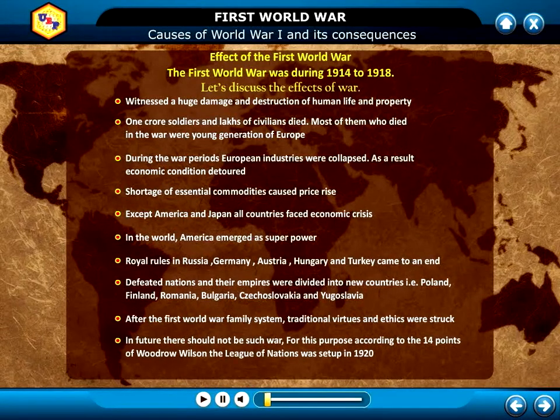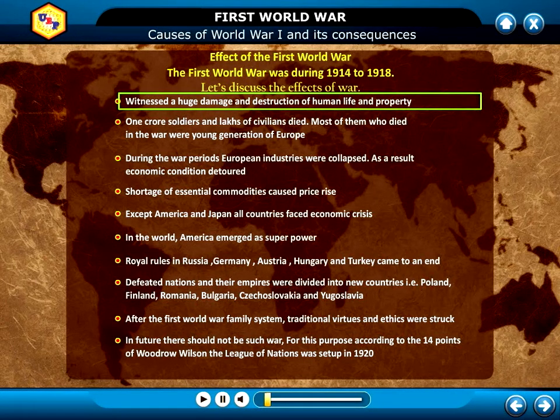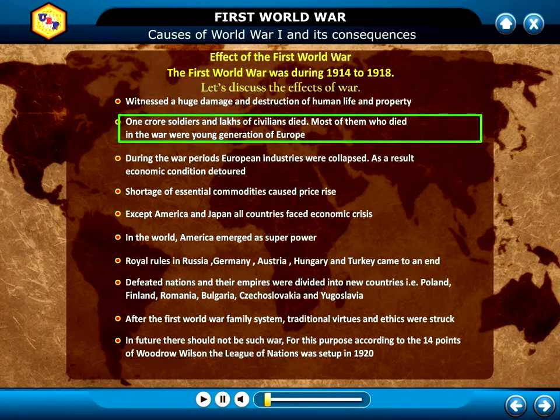Effect of the First World War. The First World War was during 1914 to 1918. Let's discuss the effects of war. Witnessed a huge damage and destruction of human life and property. 1 crore soldiers and lakhs of civilians died. Most of them who died in the war were young generation of Europe.